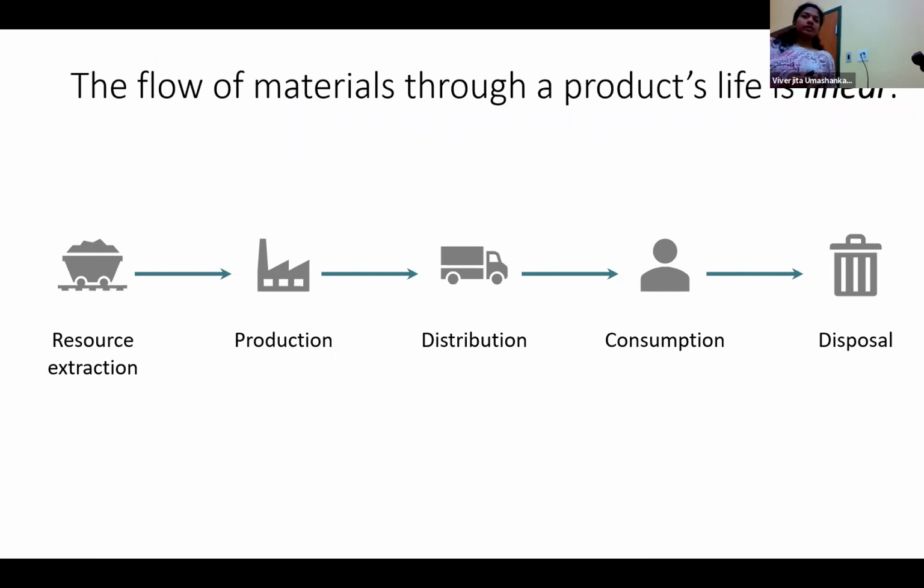Now, when you see all these products, what we really see is that all the materials that go into them start with resource extraction and flow into production, distribution, consumption, and then disposal. So when you see the flow of materials through this process, it's really linear. And that gives the name for this system. The current system of production, consumption, and disposal is linear in nature, and we call this the linear economy.